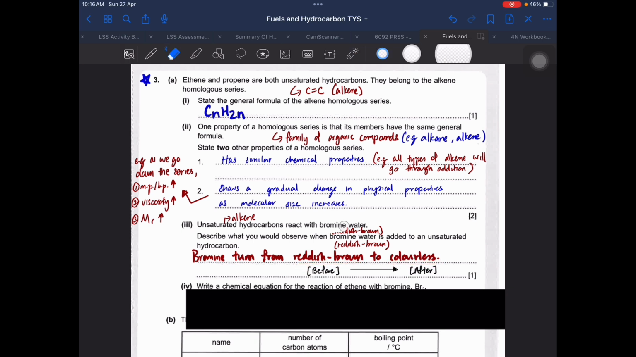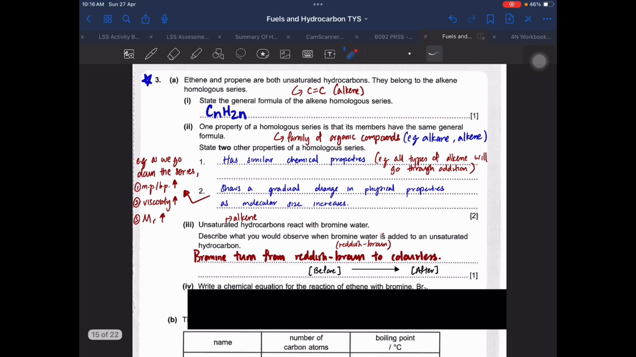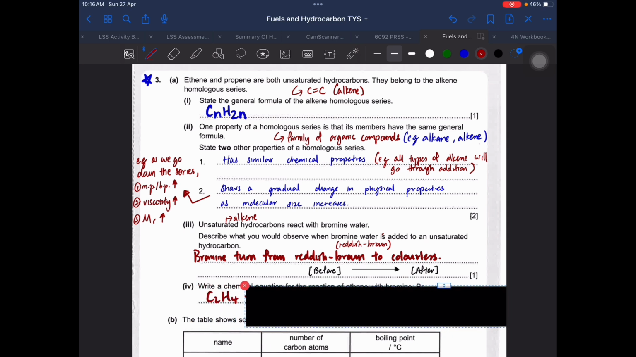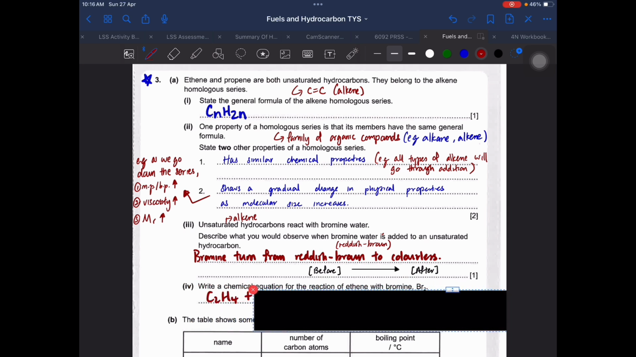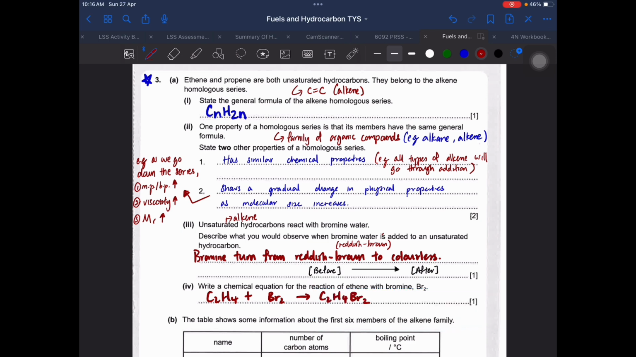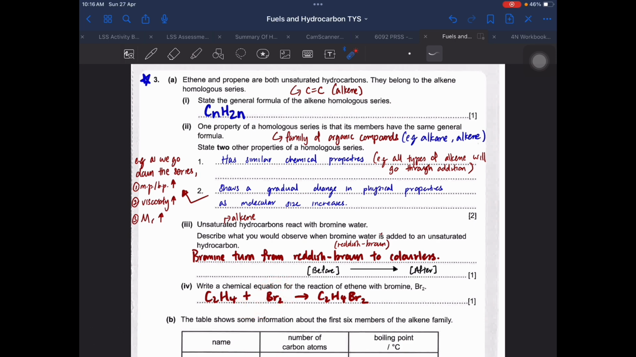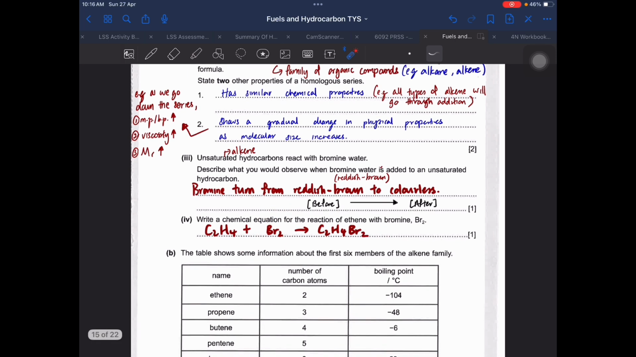We must take note that in our notes, or in the way that we answer questions, it must always go from what to what. Don't just say that it decolorized. That's not good enough. It must be turned from reddish brown to colorless. You must say the before and after. And how do we show this in the equation? We know that ethene is C2H4. Bromine is a group 17 element, so it's Br2, diatomic. The good news is that the addition reaction is just to form a product whereby the two formulas come together. It's literally taking the Br2 and adding it to the original formula, and you end up with C2H4Br2. This is called addition.